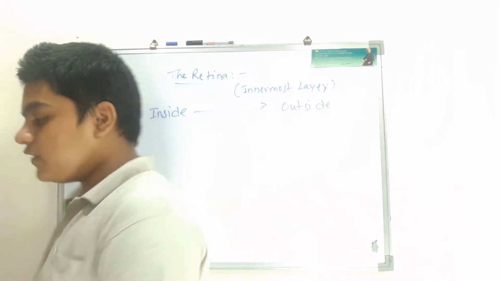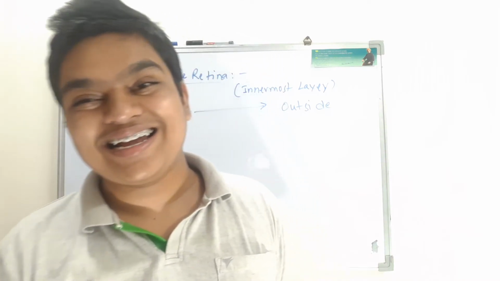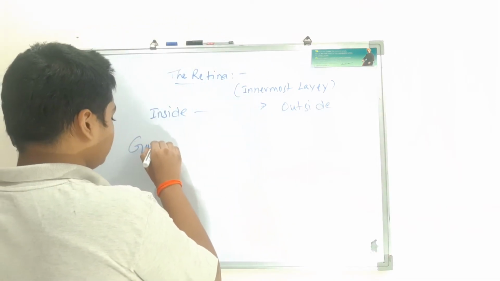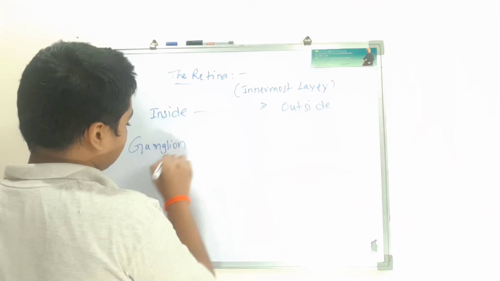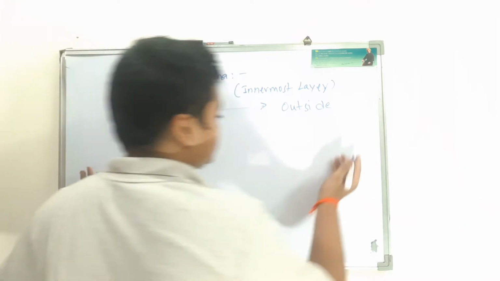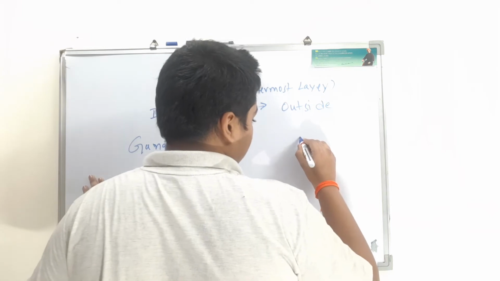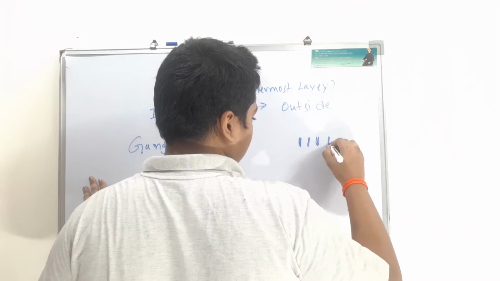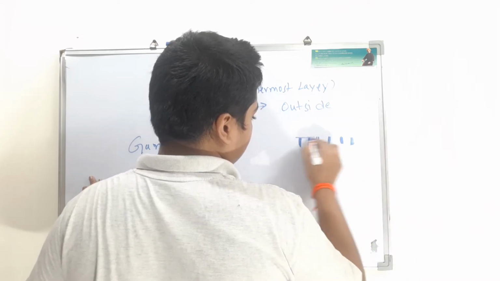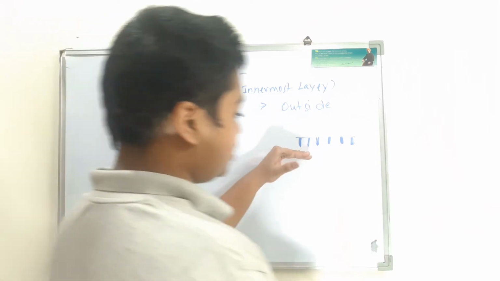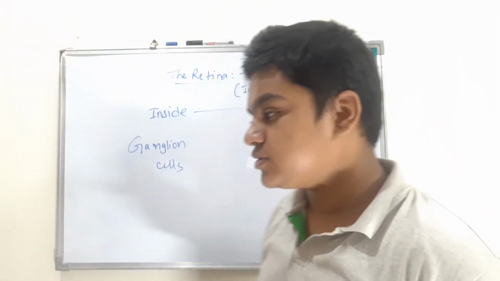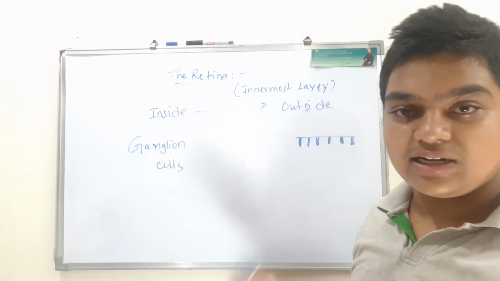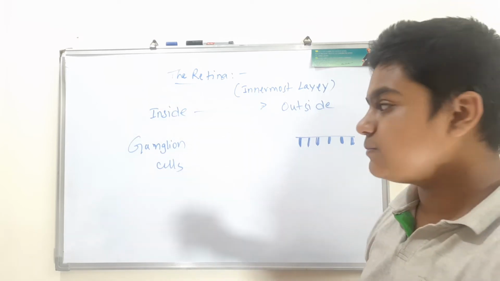The innermost layer of cells which is present in the retina is called ganglion cells. They are the innermost cells. See, I am showing you here. Suppose these are your ganglion cells. They are not exactly like that, but in order to understand their position, I am showing you like that.